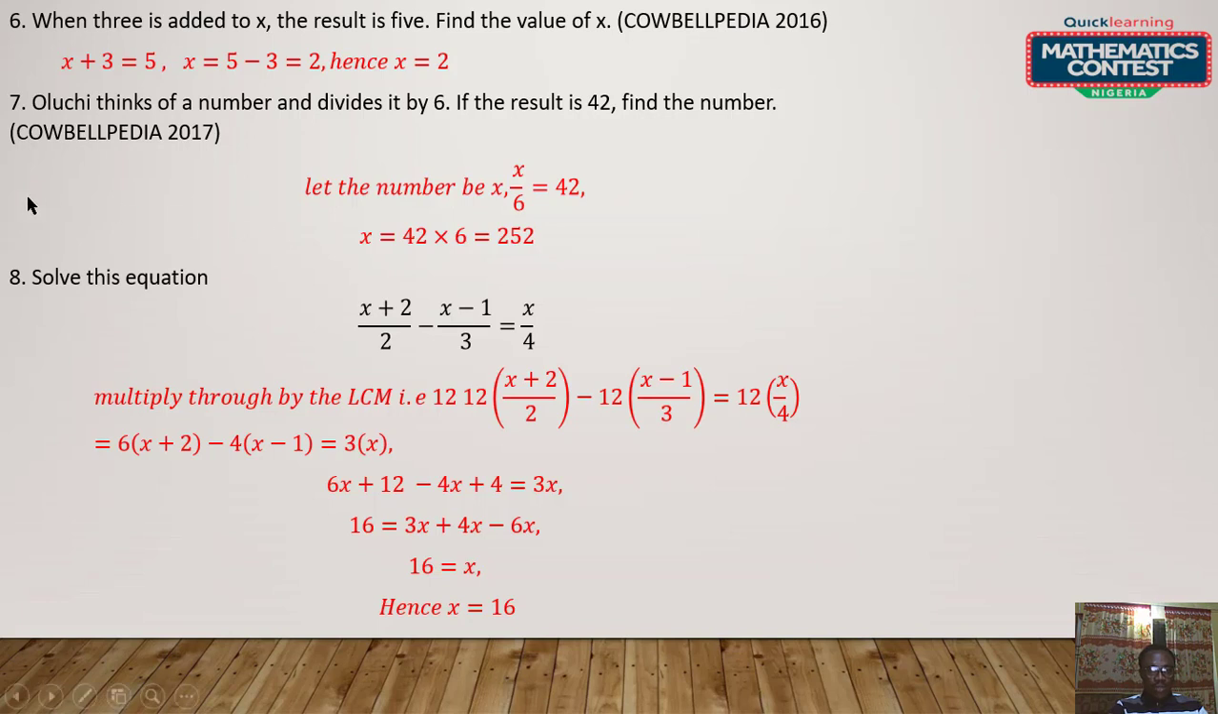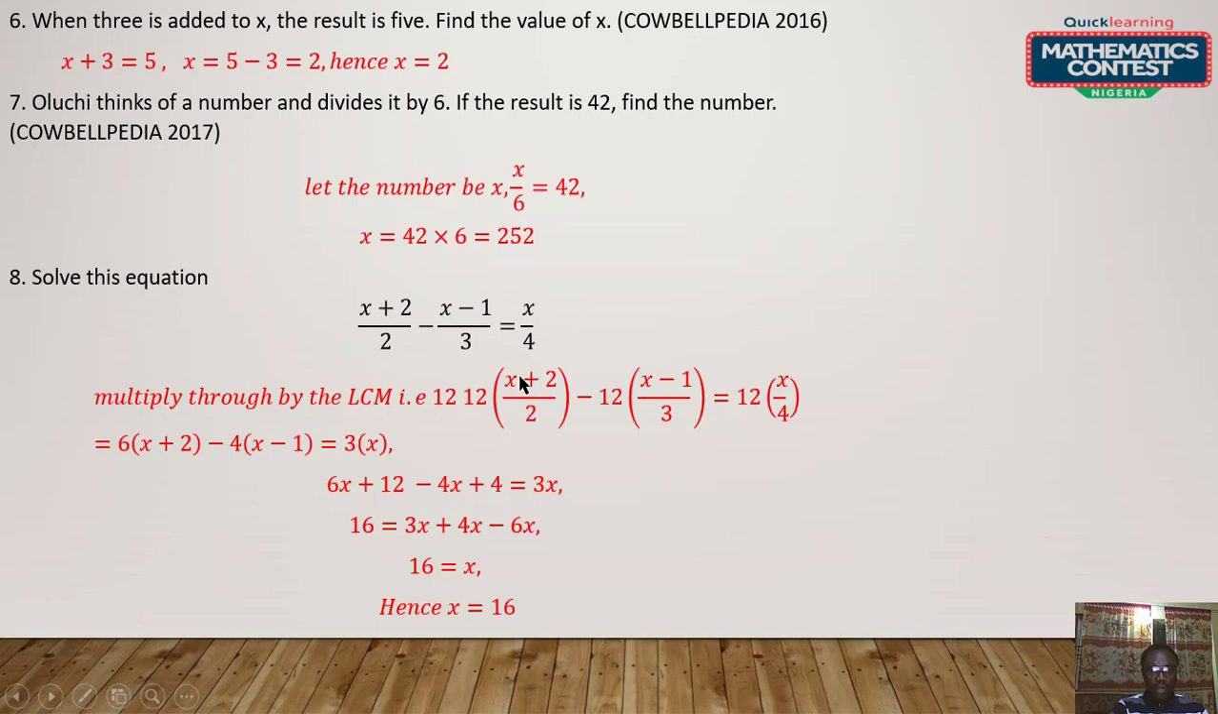Now look at this question number 8. I love this question because it's actually simple, but many a times students normally make mistakes. But let's see it together. But how to solve this equation? When you have this kind of algebraic fraction, what you do is you clear the fraction by multiplying each term by the LCM of the denominator. Now, the LCM of 2, 3, and 4 is 12. So we'll multiply each term by 12.